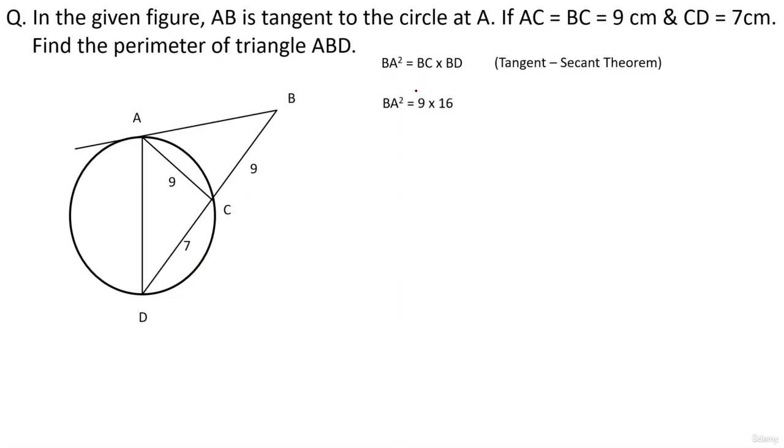So BA square will be BC. BC कितना होगा guys? 9 होगा. Okay, और BD कितना होगा guys? BD होगा 9 plus 7, 16, right? Okay, so BA square will be 9 into 16 or BA will be equal to 12.